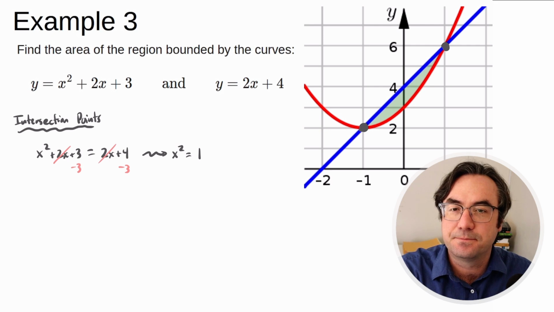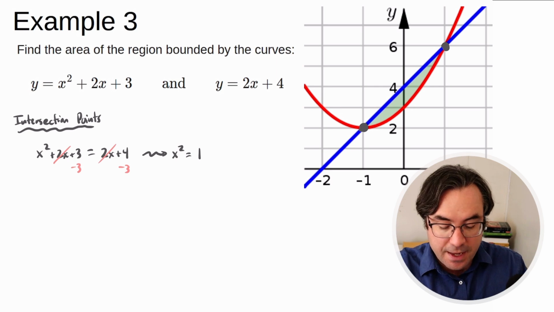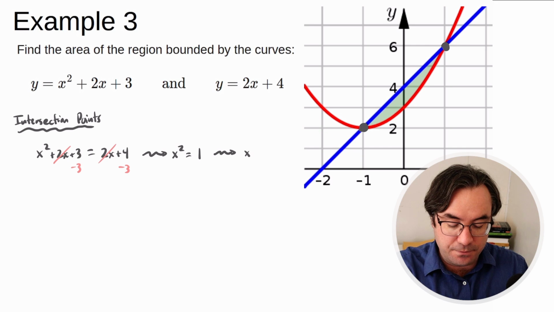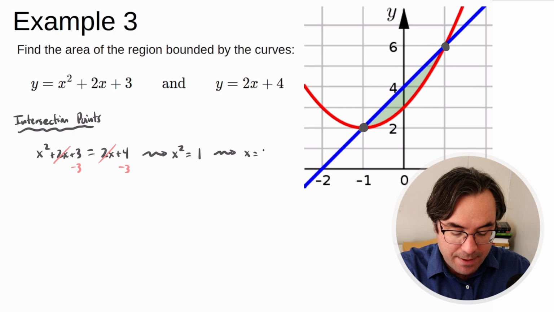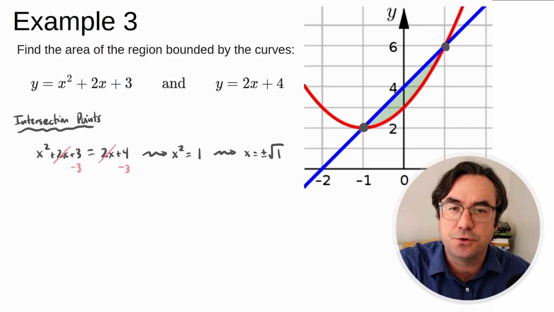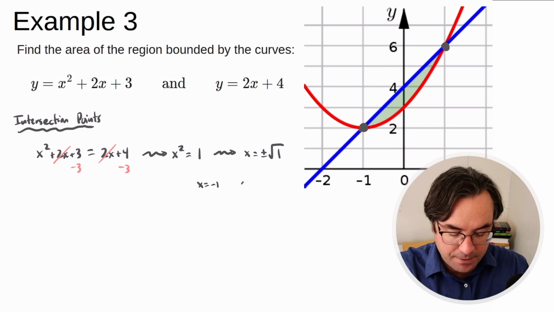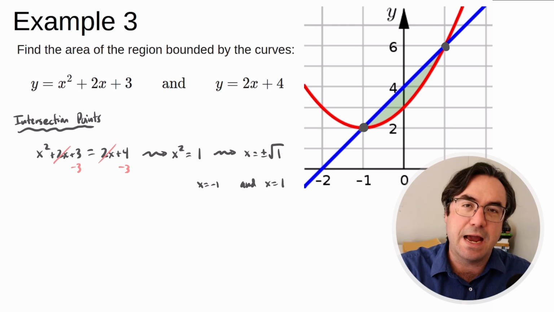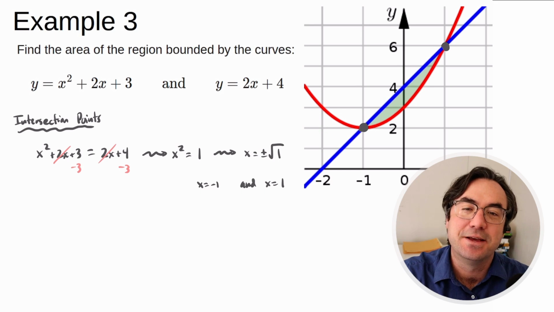So, nice and easy. The only thing we have to do to get x all by itself is apply the square root. Whenever we apply the square root as we're solving for x, we just have to remember the plus or minus that goes in front. So x is equal to plus or minus the square root of 1. We end up with x equals -1 and x equals +1. So the graph wasn't misleading. We found that -1 and +1 were the two intersection points.